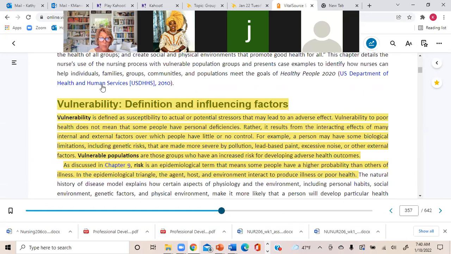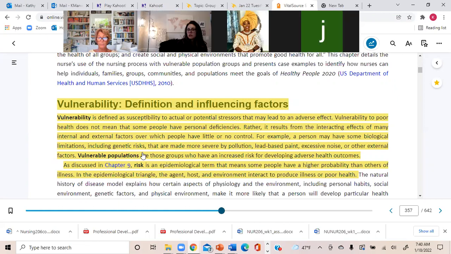So what is vulnerability and what are vulnerable populations? Right off the bat, page 357, there's your first objective. What are the vulnerable populations in your community? What is vulnerability? I'm throwing that out there for you to answer. Elderly, children, poor, homeless. Who else?